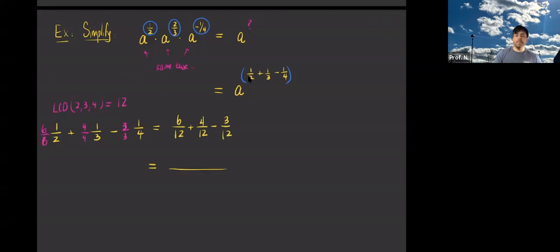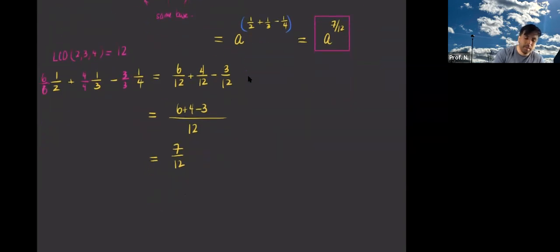And then you have the same denominator, leave the denominator alone, combine the numerators. 6 plus 4 is 10, minus 3 is 7, 7/12. And this results in a to the 7 over 12. So we have to become very, very comfortable with fractions, knowing how to subtract them, knowing how to add them, knowing how to multiply, knowing how to divide them. We have to become comfortable with fractions for this.